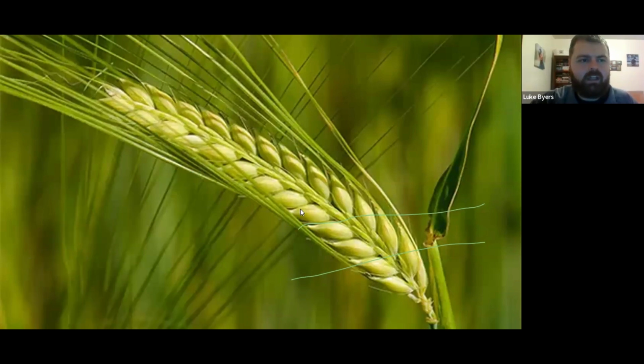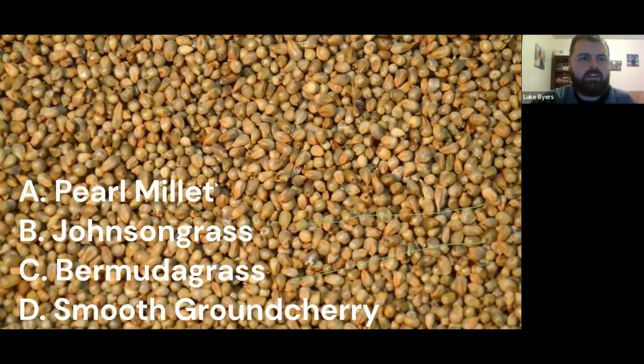All right, here's the next one. Now this one would be in the seed category. You don't get to see the whole plant, you just get to see the seeds. So your options are pearl millet, Johnson grass, Bermuda grass, or smooth ground cherry.